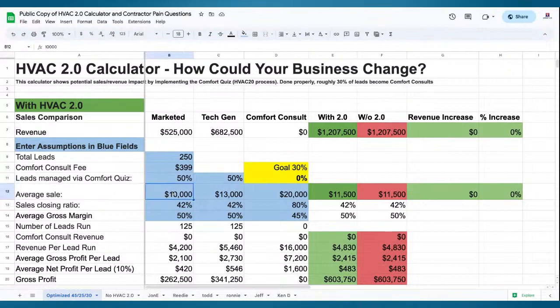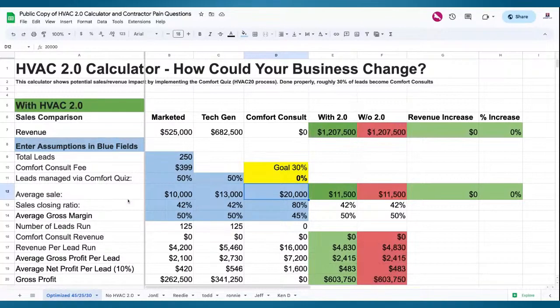Average sale for marketed is assumed to be lower because you don't have as high of a trust factor with clients. So 10 grand, 13,000 for tech generated leads that are coming out of free. Does anybody agree with this or disagree with this? Anybody in our group, anybody watching, please comment if you'd like to see different numbers. Yep. I'll put in whatever you want. And then comfort consults typically run more like 20 grand for an average sale. So that's the average sale line.